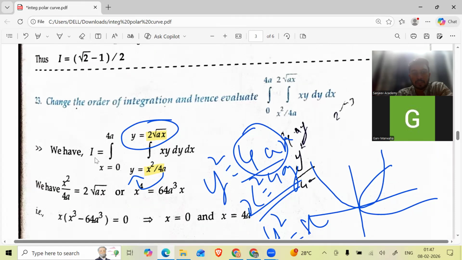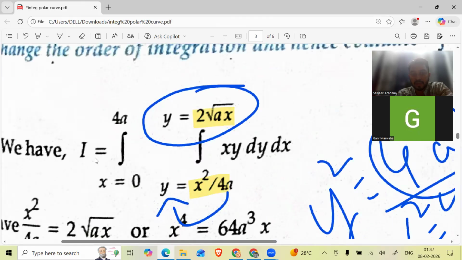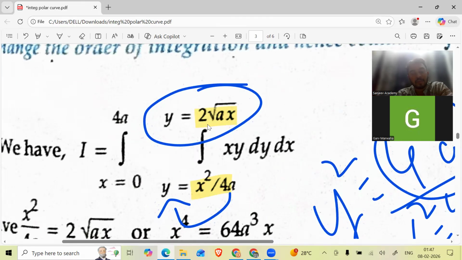Zoom into this. You can see the yellow color, right? y is equal to root x and y is equal to x square by 4a. Change x into y, that's it. Wherever you see, replace x with y and y with x.